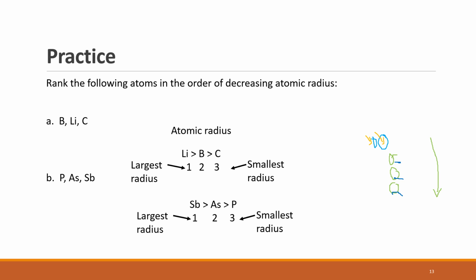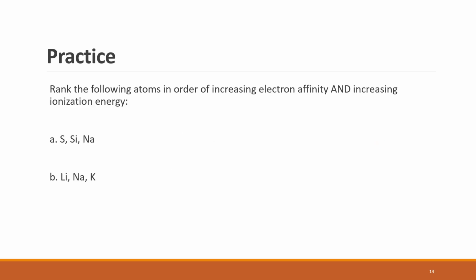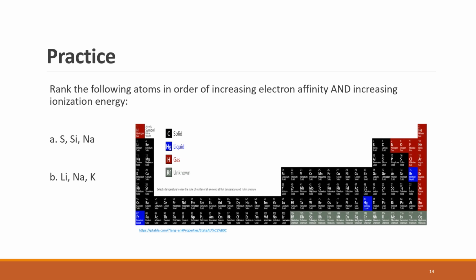Let's try another example. Now we're going to look at ionization energy and electron affinity. So we're pairing these two together because remember they follow the same trend. So order of increasing. Okay, so we want to start with the one that has the lowest ionization energy, and then end with the one that has the most ionization energy. So let's look at the periodic table and find these guys. We have sulfur, silicon, and sodium. So here's sodium, here's sulfur, and silicon. These are all in the same period as well, so that's nice.